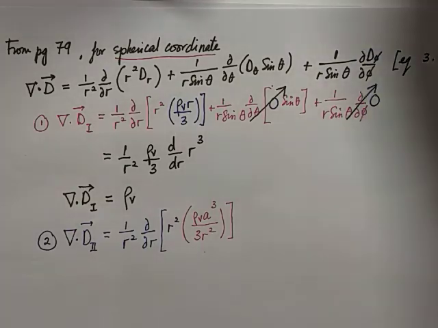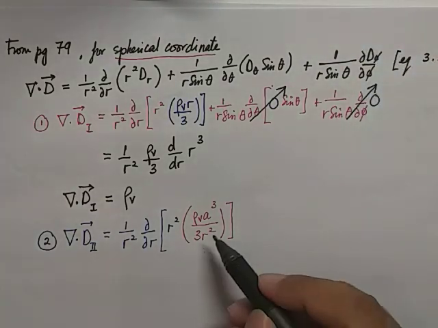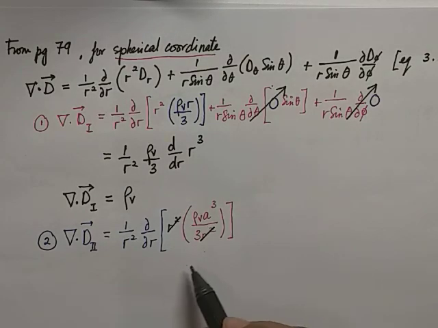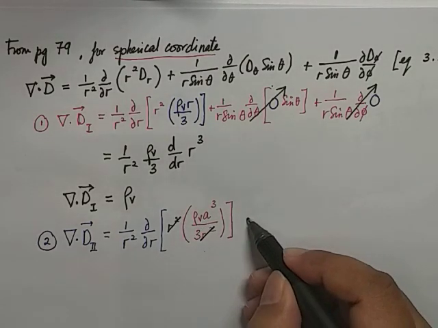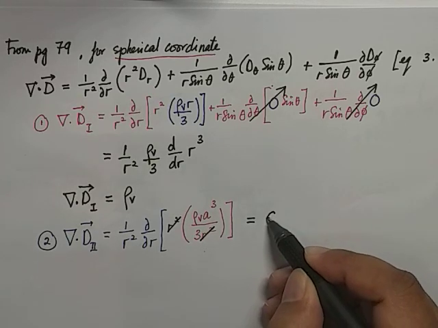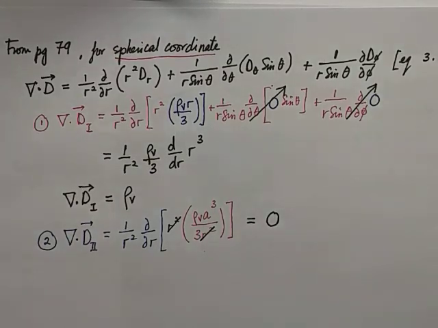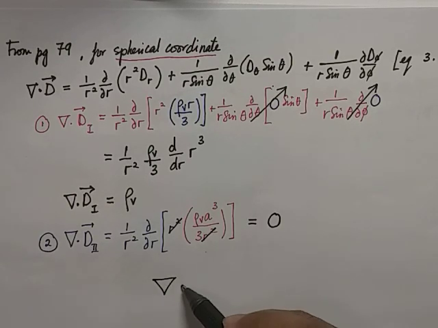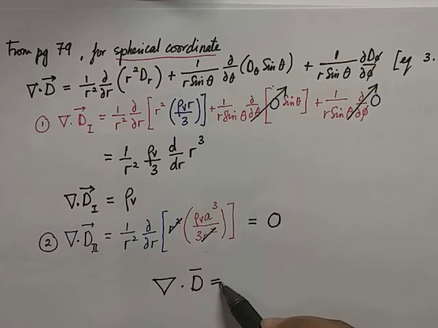Okay, let's simplify the mathematics. I can cancel the r square and r square. Now I differentiate a constant value, and the final solution here is equal to, as expected, 0. Okay, so therefore that's a proof, and as a conclusion, we can say the divergence of D is equal to rho V.